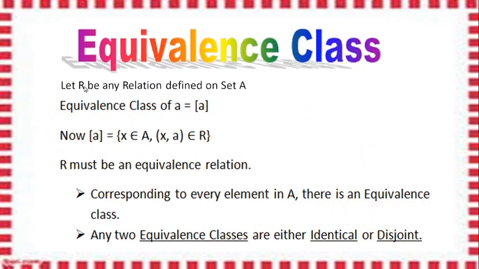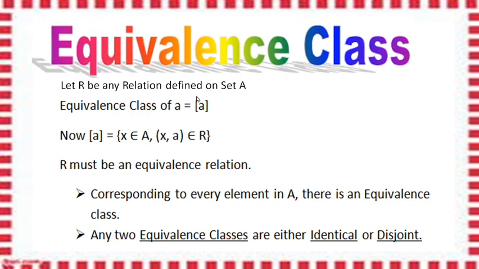Now, in other simple words, we can say let R be any relation defined on set A, then the equivalence class will be denoted like this, and x belongs to A. In this equivalence class, we will have all those x which belong to A, or we can say these types of ordered pairs, xa, all the elements x which are related to this element a, and this ordered pair should belong to the given relation. R must be an equivalence relation.